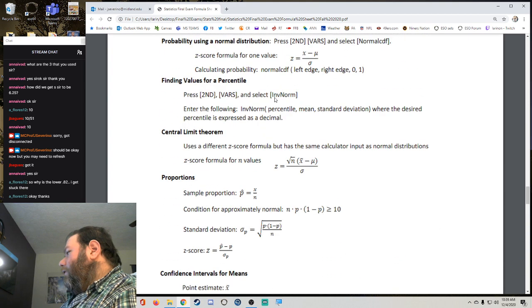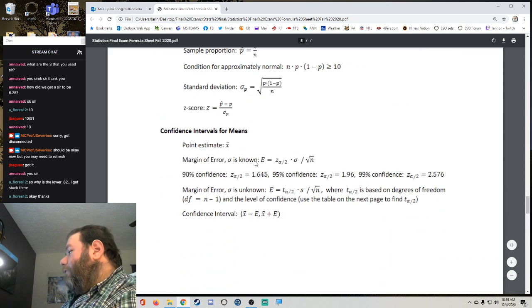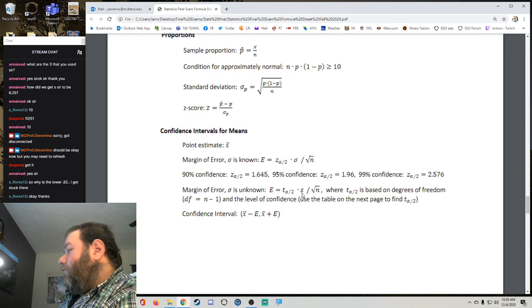And again, this is the same instructions that we're using for this last test. So for confidence interval for the mean, our point estimate is x bar. That's what we just found. Our margin of error, if sigma is known, is this formula for E. And our margin of error, if sigma is unknown, is this formula for E. And this is one that we're using because we don't know sigma. We've actually been given S, the sample standard deviation. So we use the table on the next page.